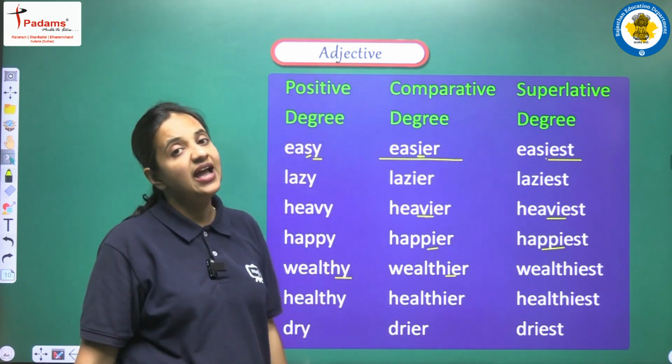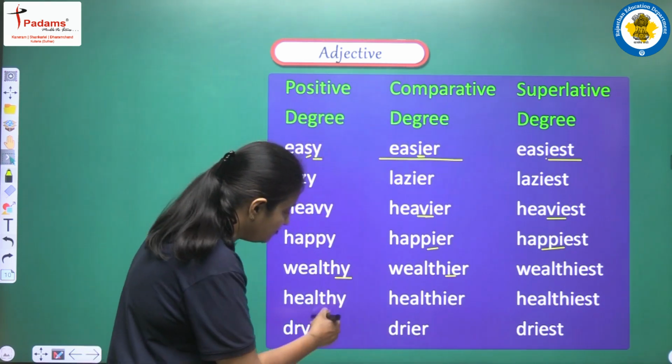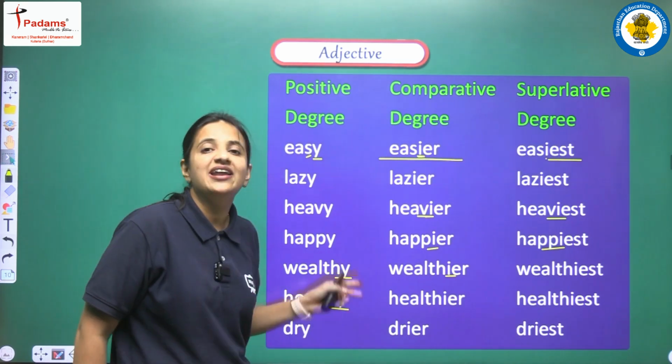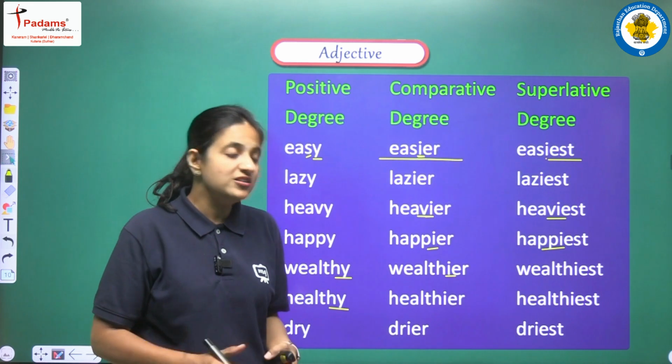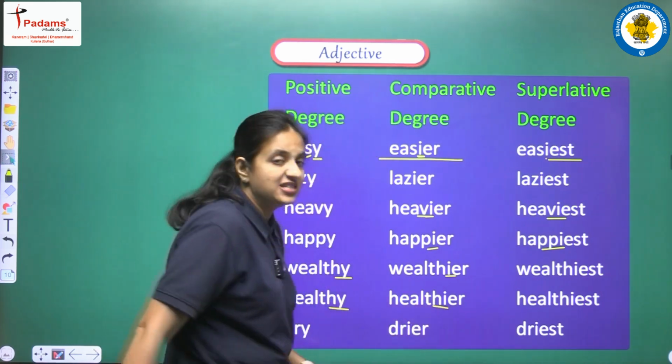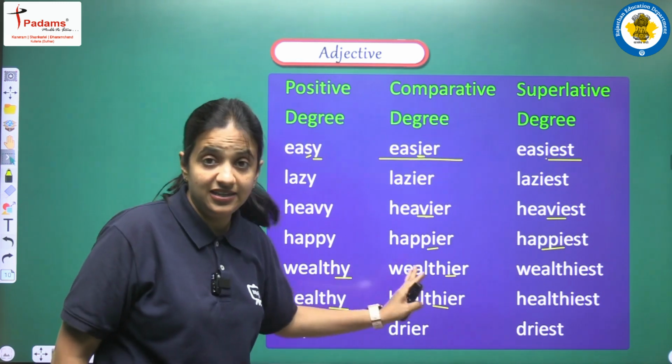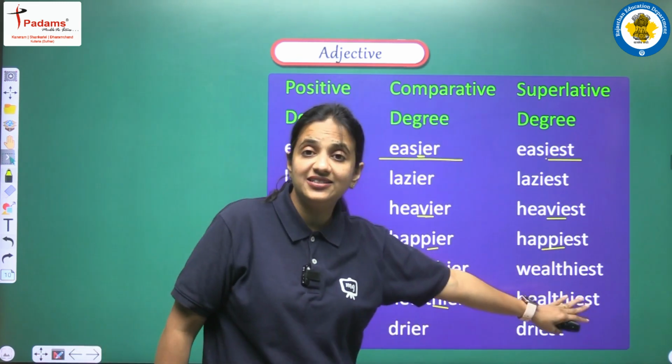Next we are having healthy. So again we can see we are having Y at the end of the spelling, and before Y we are having H, that is one of the consonants. So again we are replacing Y with I. So healthy will be healthier and healthiest.